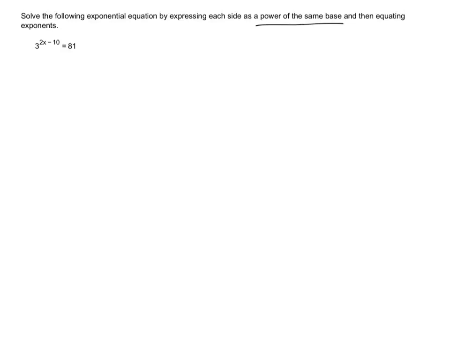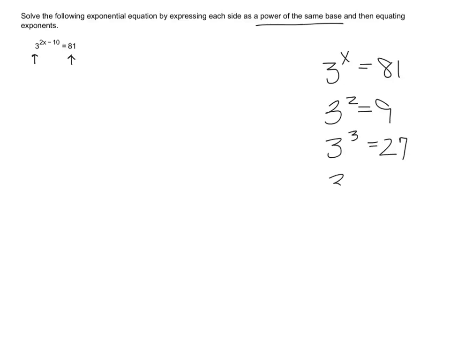If I look at my left side, I have a base of 3. So I want to rewrite the number 81 with a base of 3. So 3 to what power will give me 81? Well, I know 3 squared is 9, and then 3 cubed is 27, so 3 to the 4th power is 81. So I'm going to rewrite 81 as 3 to the 4th power.